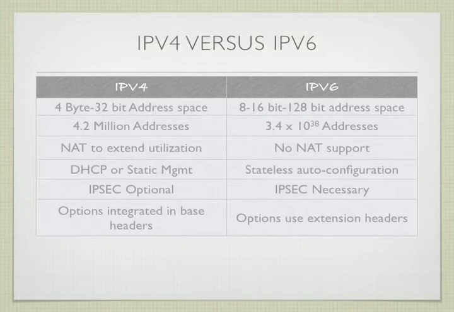Options are included in the base headers in IPv4, so your header can change based on the IP options that are in use. And in IPv6, options are removed from the primary header, and they're included in the extension headers instead. So as a result, an IPv6 header is very, very predictable in both the length and the exact location of everything that's in the header, which helps then to optimize processing.